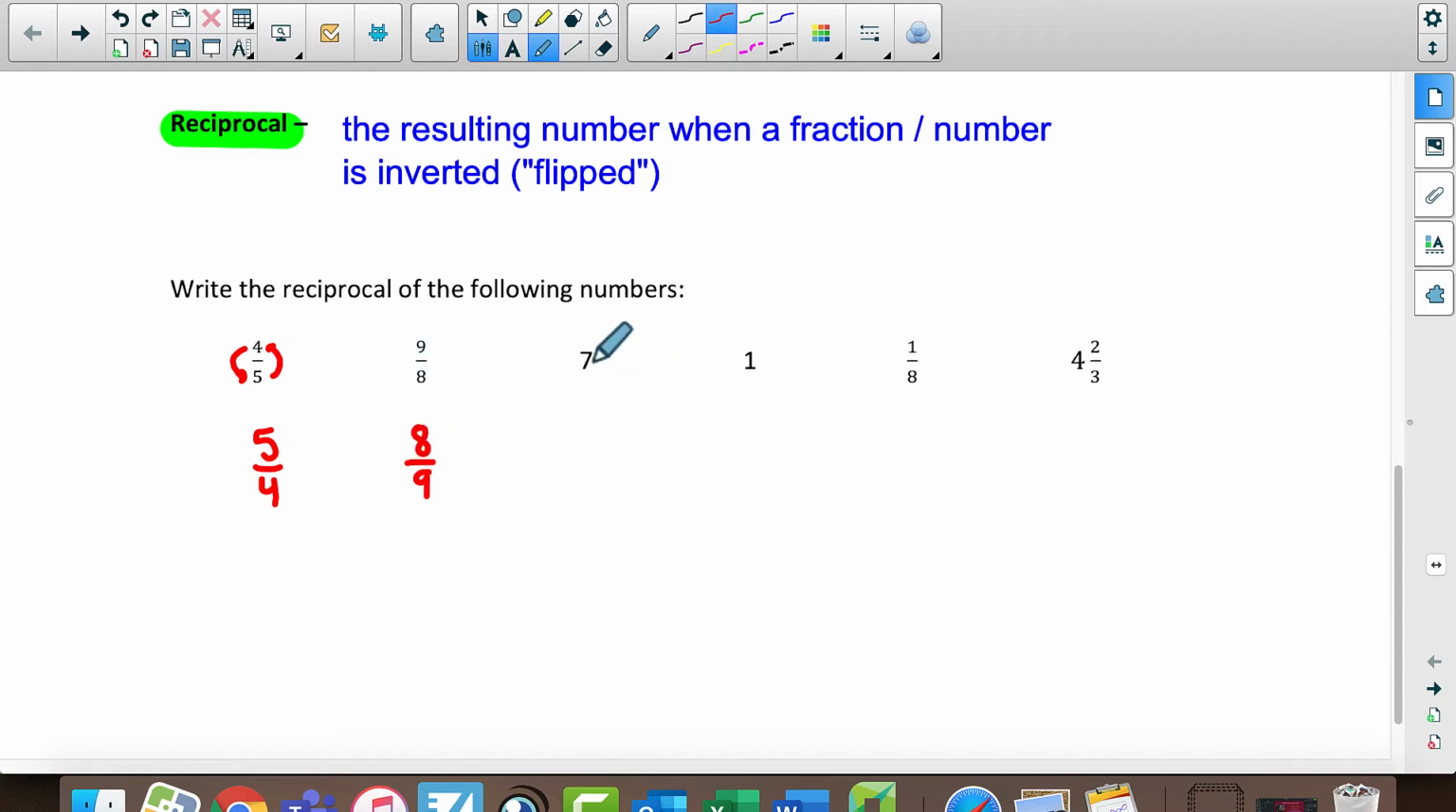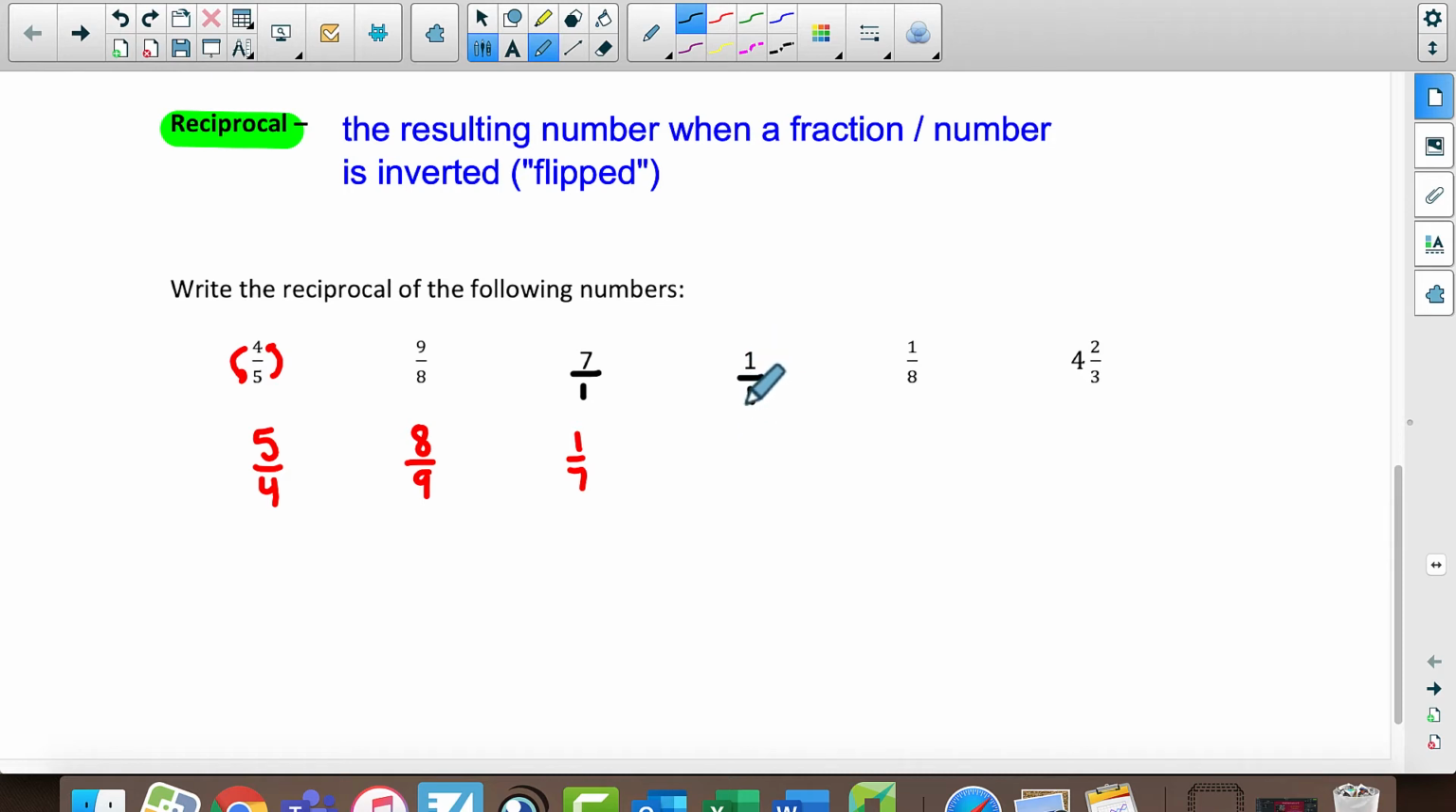How about the reciprocal of 7? What? How do we do that? Well, it would sure be easier if this was a fraction. Can we make it a fraction? Sure. 7's the same as 7/1. Now if we do the reciprocal, flip the 1 to the top and the 7 to the bottom. Okay, the reciprocal of 1. Well again, let's make it a fraction. So it'd be 1/1. So what happens?